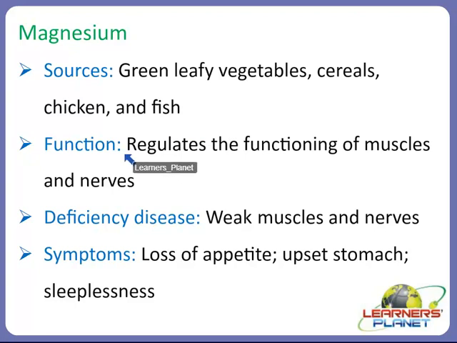The function of magnesium is to regulate the functioning of muscles and nerves, and if magnesium is not present in our body, then it can lead to weak muscles and nerves. So this deficiency disease can cause many kinds of problems in our body. So the symptoms are loss of appetite, upset stomach, and sleeplessness.